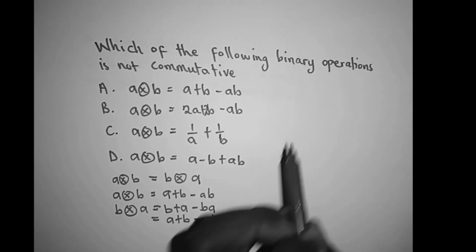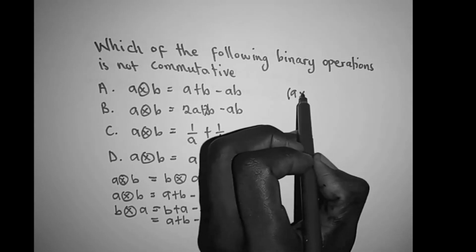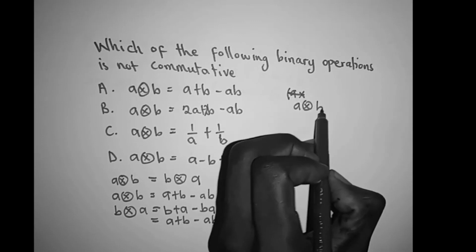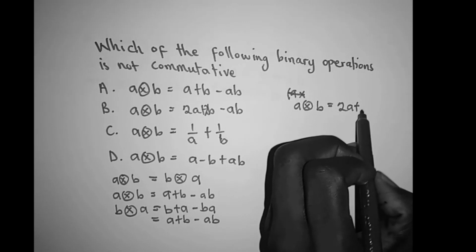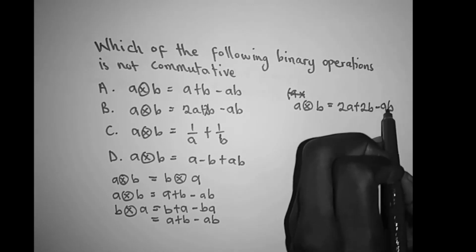Let's come to B. A operation B equals 2A plus 2B minus AB.